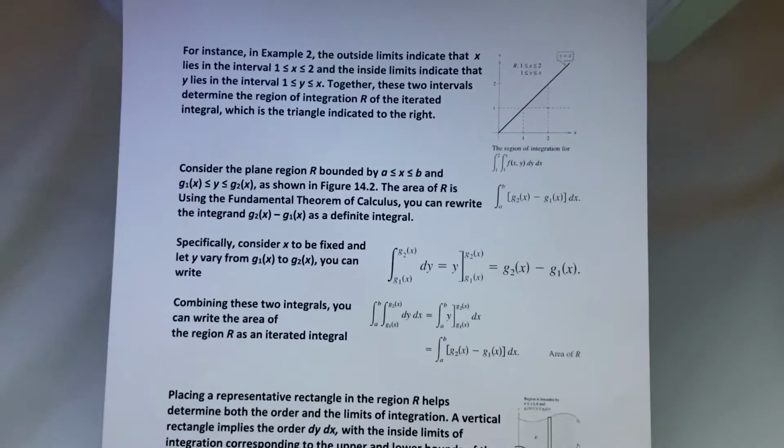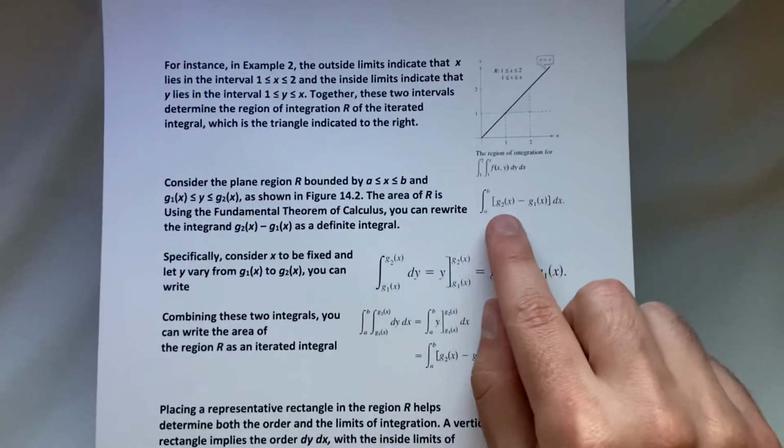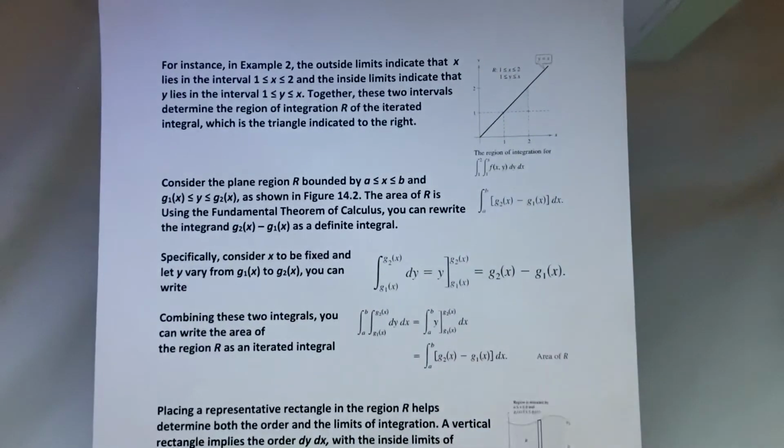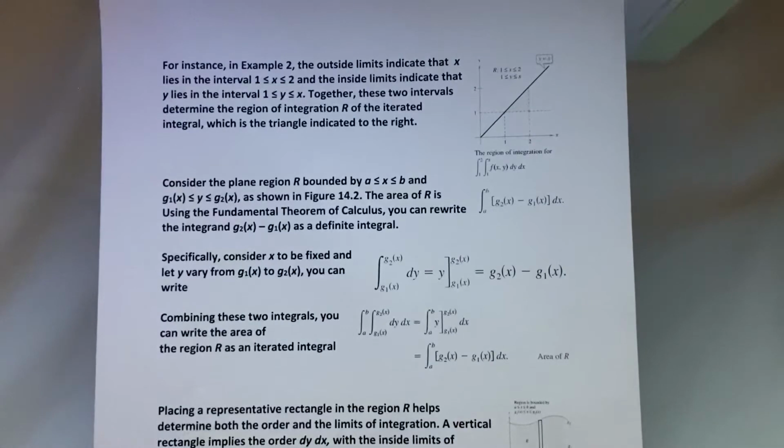So consider the plane R bounded for x between a and b, and between g1 of x and g2 of x for y. The area uses the fundamental theorem of calculus. Usually we do g2 minus g1 integrated from a to b. So the bounds of integration were from x, and we used the functions to subtract them.